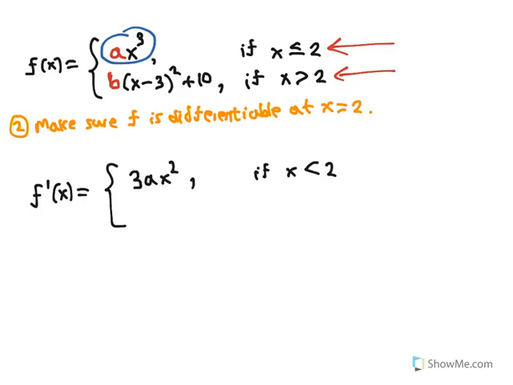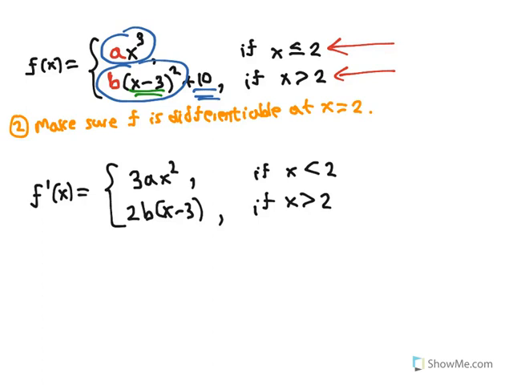So now you take the derivative of the second piece. Again, you're going to use the power rule here. And the derivative of the constant 10 is 0. So you're going to have 2 times b times x minus 3 to the first power. And then you have to use the chain rule as well. x minus 3 is your inside function. So you multiply by the derivative of the inside function, but that is just 1. So you don't need to show anything. So this is happening if x is greater than 2.